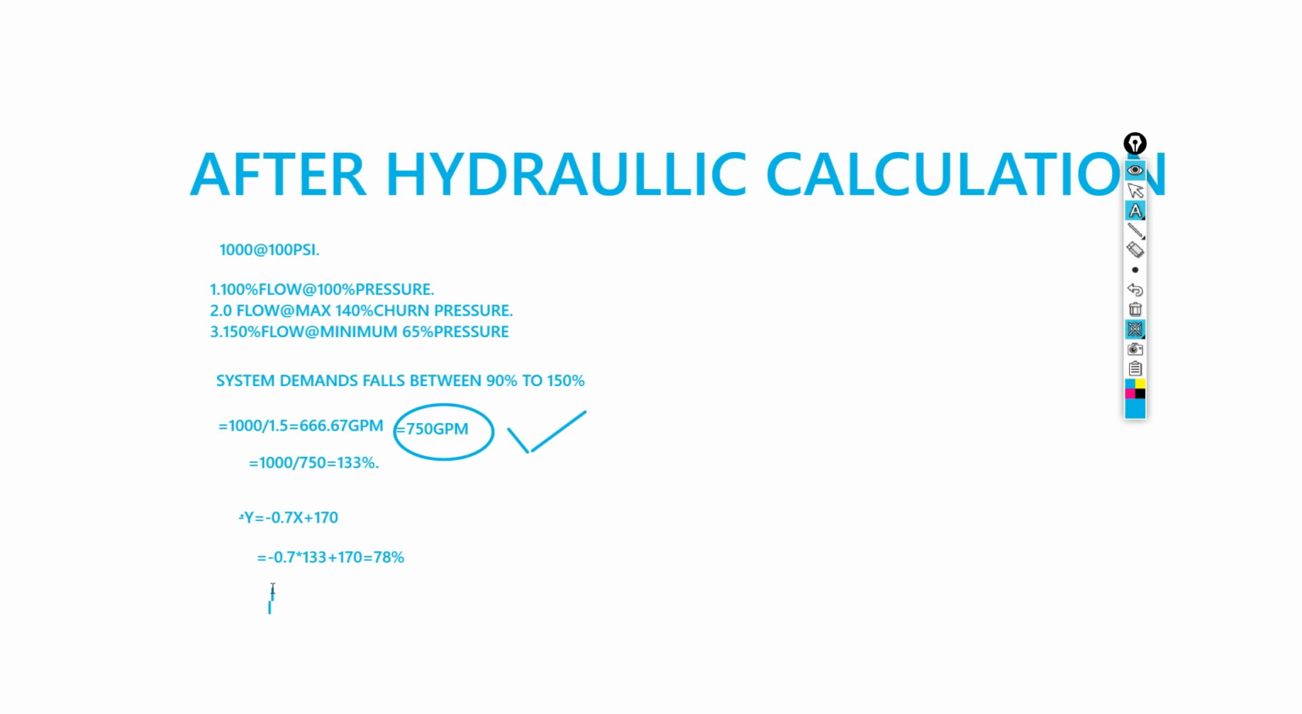Okay, so next, we calculate the percentage of performance, 78%. How much do we require? 100 psi we require, and the percentage of the performance is 78. It means 0.78, right? So if you divide, what will be the outcome? 120. Okay, 120 psi.